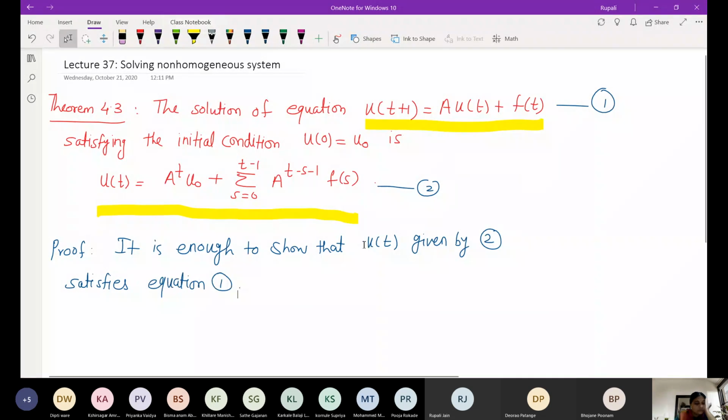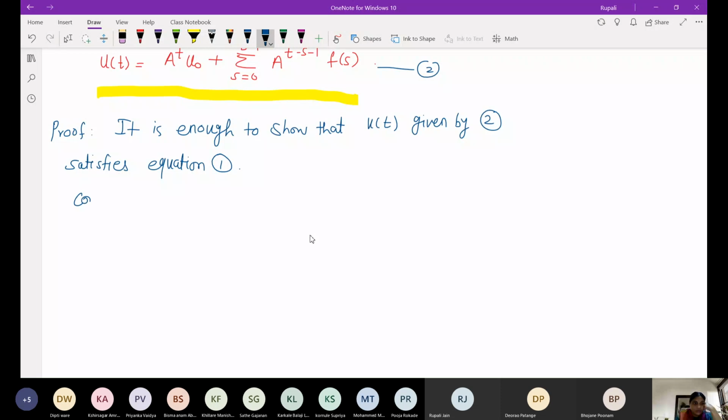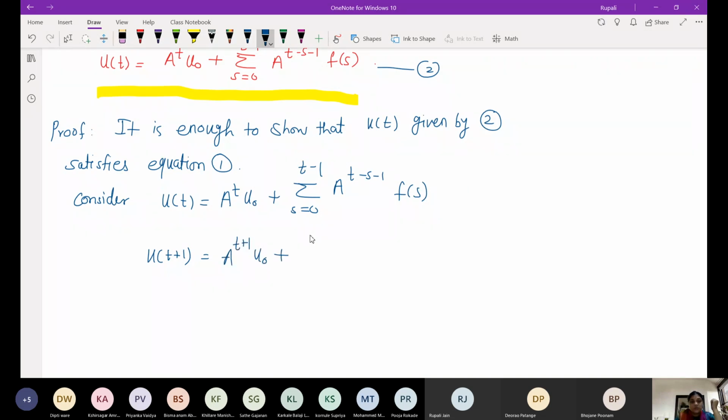So consider u at t is equal to a raised to t u0 plus summation s is equal to 0 to t minus 1 a raised to t minus s minus 1 f of s. If u of t is this one, what is u at t plus 1? Just replace t by t plus 1. It will be a raised to t plus 1 u0 plus summation s is equal to 0 to t a raised to t plus 1 minus s minus 1, so only t minus s, and f of s. Is that right?